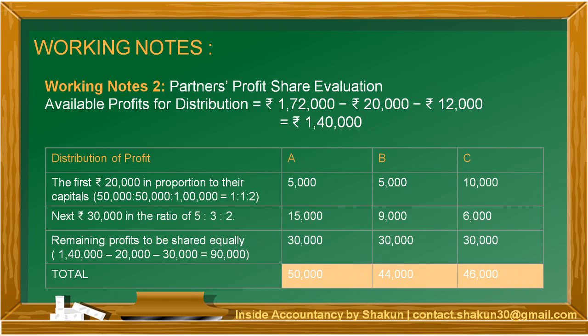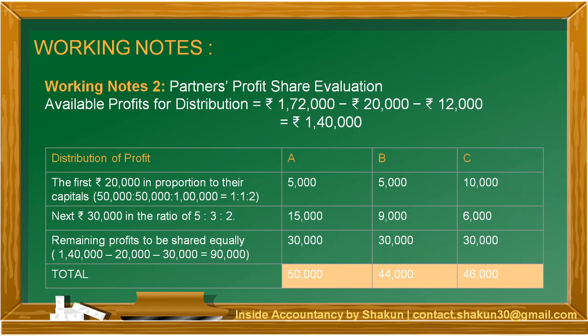Now let's first calculate the available profits for distribution. The profit given in the question was 1,72,000. Interest on capital for all the partners A, B and C totals up to 20,000. Salary is 12,000. So the profit available for distribution is 1,40,000.